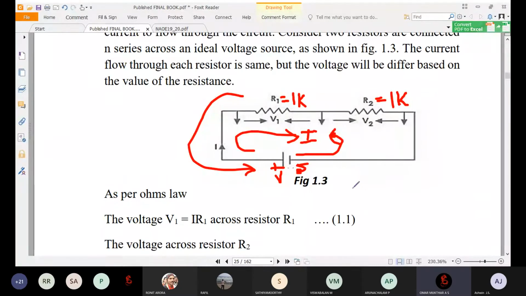I is equal to V by R. What is V? V is equal to 5. 5 by R. What is R? Here we have two resistors, so the resistances are added. R will be 2k. Just find out what is I. 2k means 2 kilo ohm.